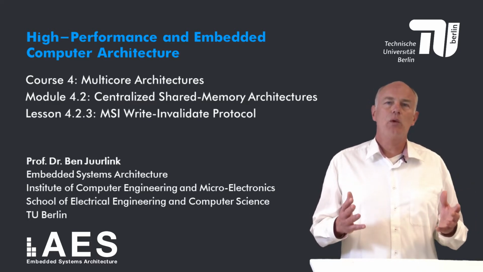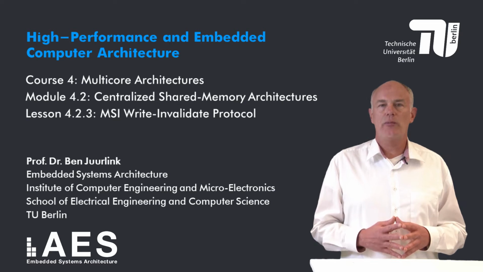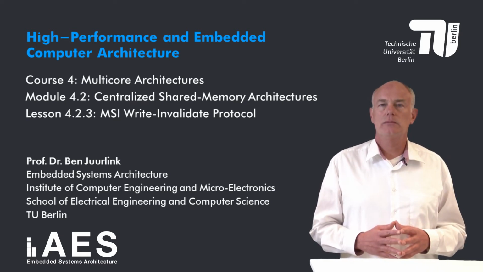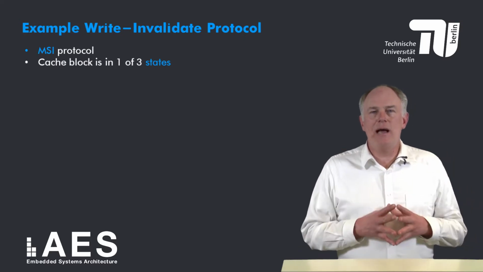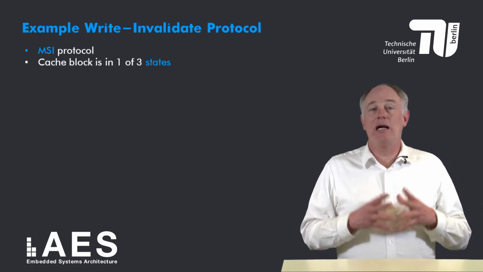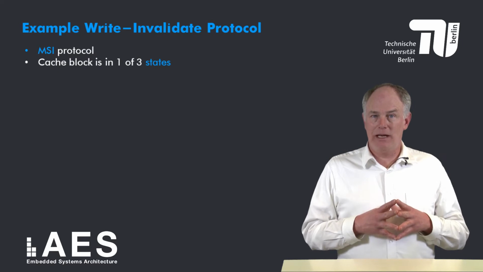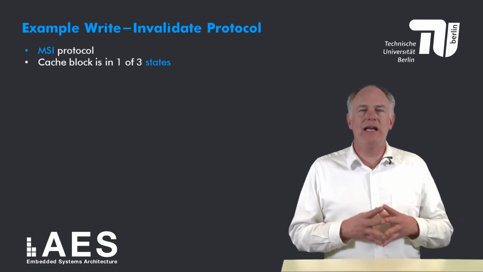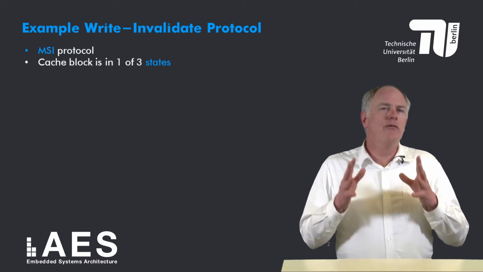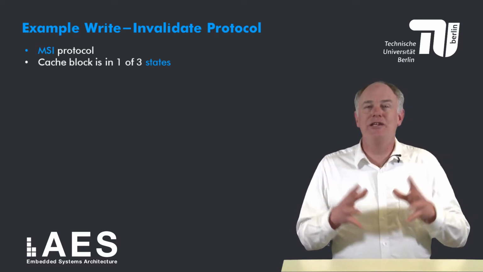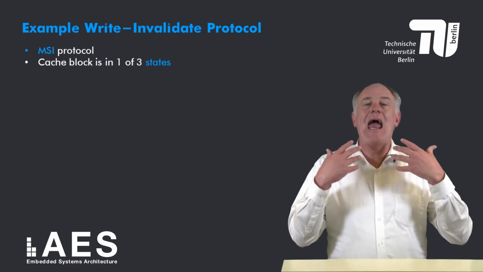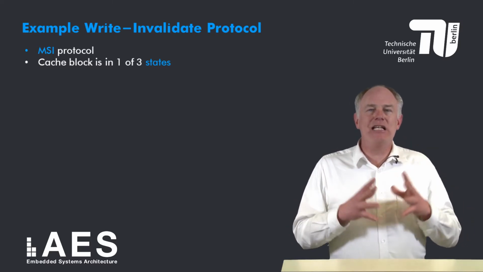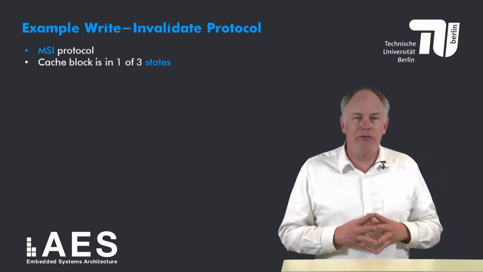In this lesson I will present an example cache coherence protocol, the MSI Write Invalidate protocol. Now that we established that Write Invalidate requires less bandwidth than Write Update and is therefore preferable, let's look at an example Write Invalidate protocol. For reasons that will become obvious in a second, it is called the MSI protocol. In this protocol, each cache block can be in one of three states.